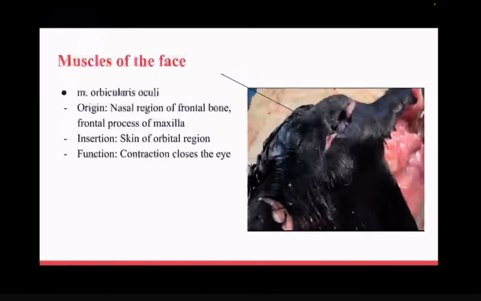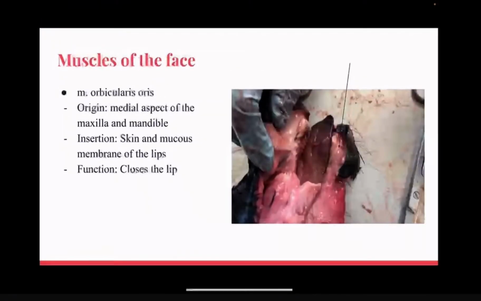The orbicularis oculi originates from the nasal region of the frontal bone to the frontal process of the maxilla. It inserts on the skin of the orbital region, and it contracts to close the eye. The orbicularis oris originates from the medial aspect of the maxilla and mandible, and inserts on the skin and the mucous membrane of the lips. It functions to close the lip.